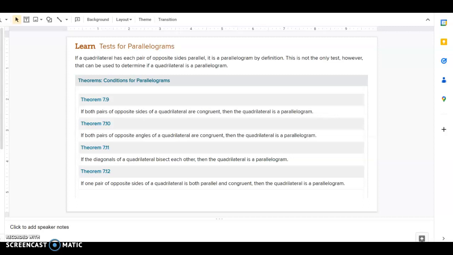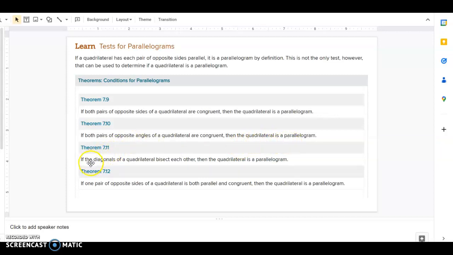If a quadrilateral has each pair of opposite sides parallel, it's a parallelogram by definition. This is not the only test, so that's one of the ways. The other one would be Theorem 7.9. If both pairs of opposite sides of a quadrilateral are congruent, then the quadrilateral is a parallelogram. If both pairs of opposite angles of a quadrilateral are congruent, then the quadrilateral is a parallelogram.